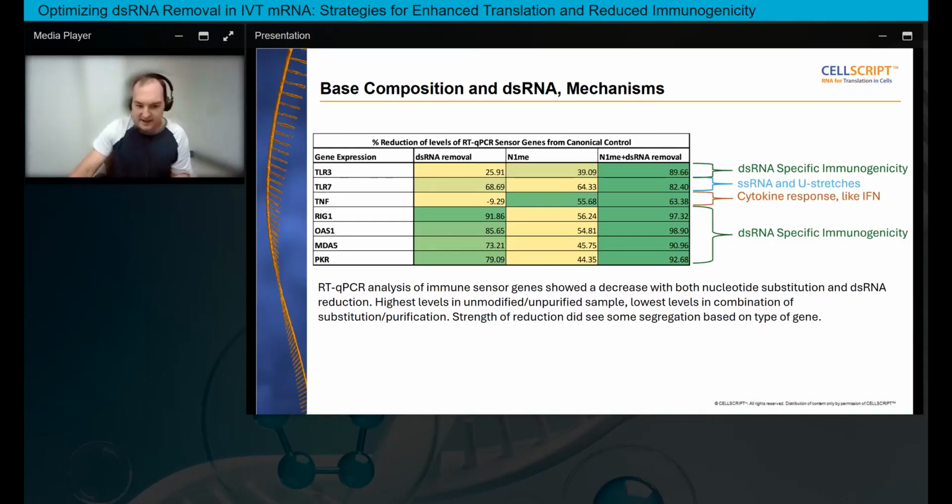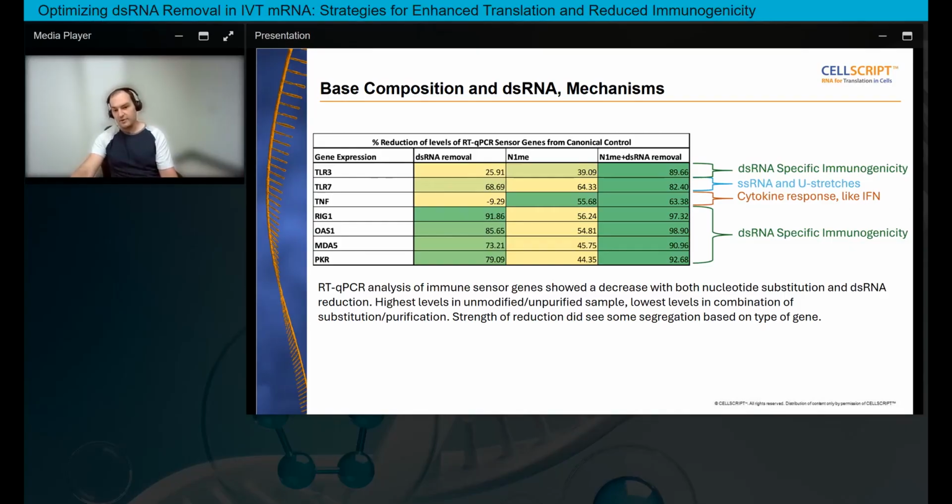So looking at these immune sensor genes is interesting because you can see that there is a bit of segregation on the intensity and the type. And there's a very good reason for that. If you look at the bottom block, the RIG1 through PKR, these are all dsRNA specific immunogenicity sensor genes. And with just dsRNA removal, you reduce all of them by at least 70% and up to over 90%.